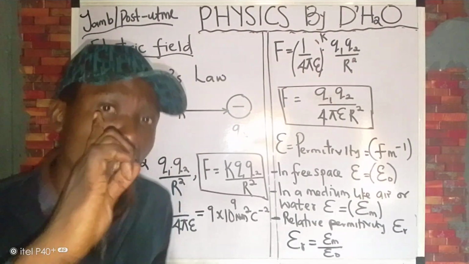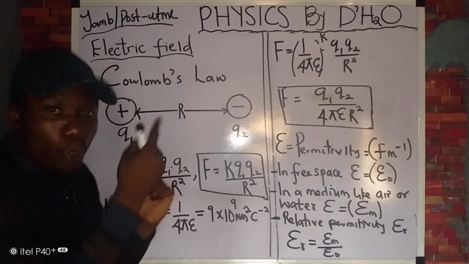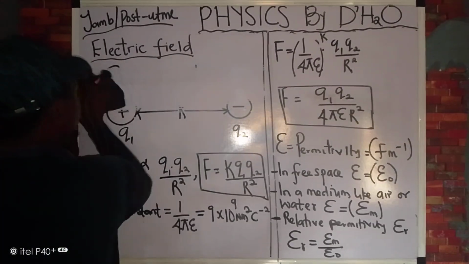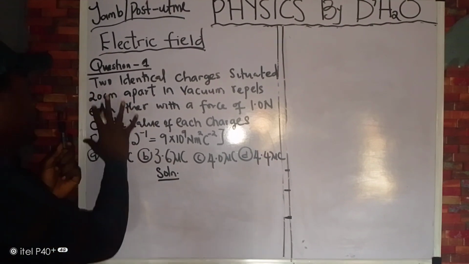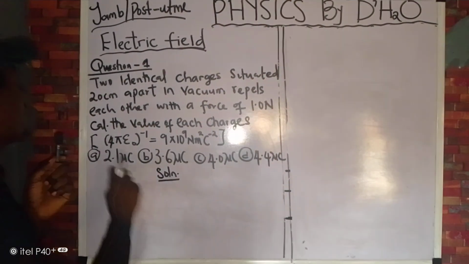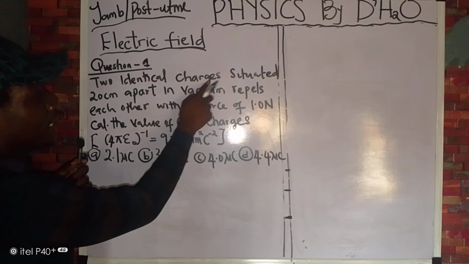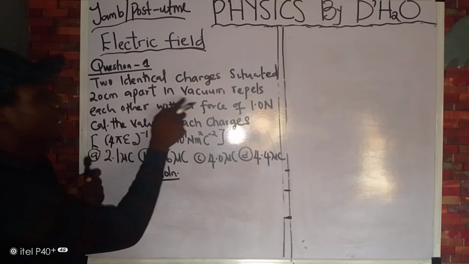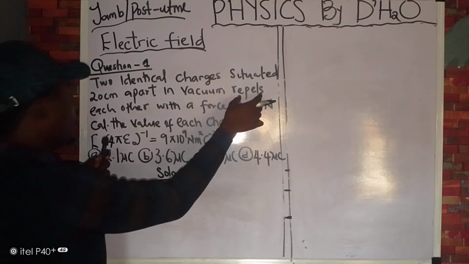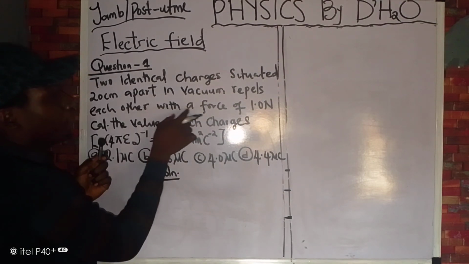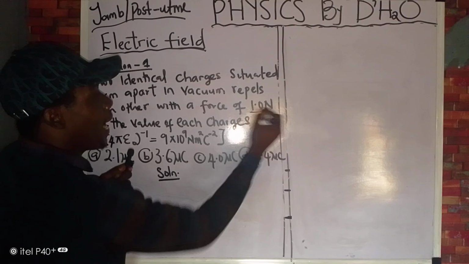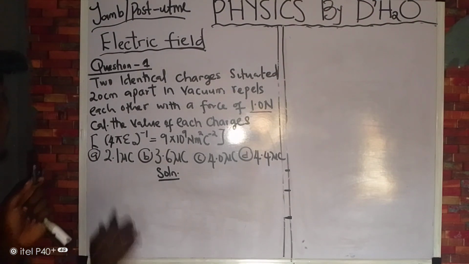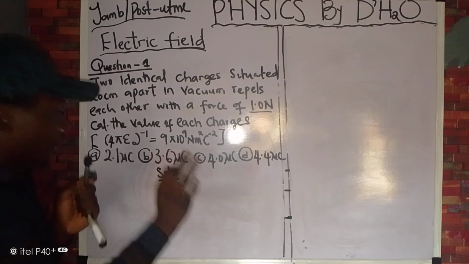Now what I'm going to do, I'm going to take just one question on this, then we'll go over to the next step. Let's take just one question. Now let's take this question. Question number 1. 2 identical charges situated 20 centimeters apart, in a vacuum, repel each other with a force of 1.018 Newton. Are we together? Calculate the value of each charge.